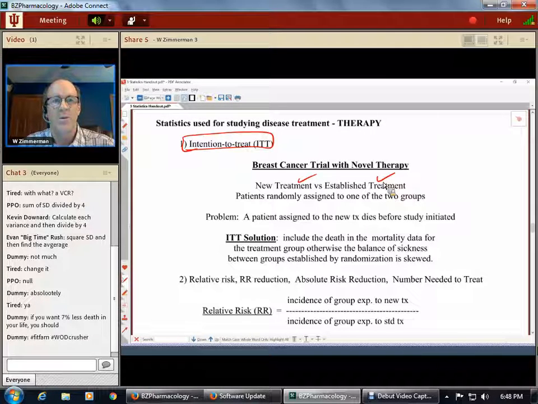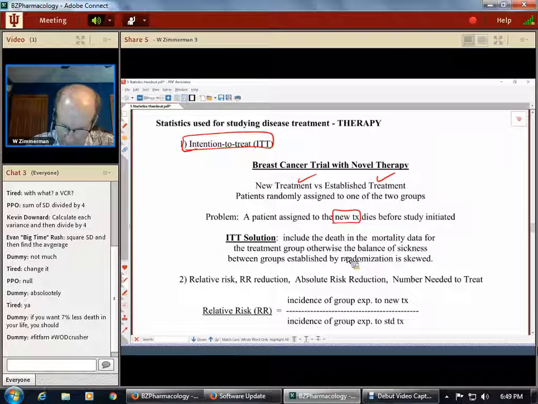Now, you're this pharmaceutical firm, you're all excited about this drug, you really do believe it works. But a patient assigned to the new treatment dies before the study's even started. Are you going to count them in your mortality data? Are you going to say that they were in the treatment group and they died? My initial thought was, of course not, that's not fair. But in actuality, you have to do that. You have to include that death in the mortality data.